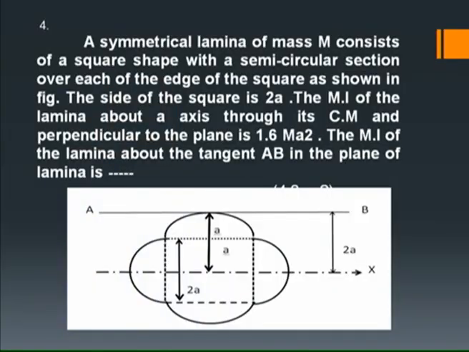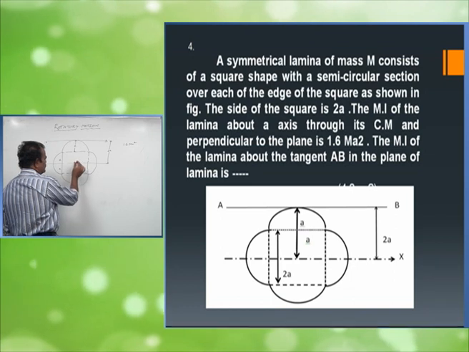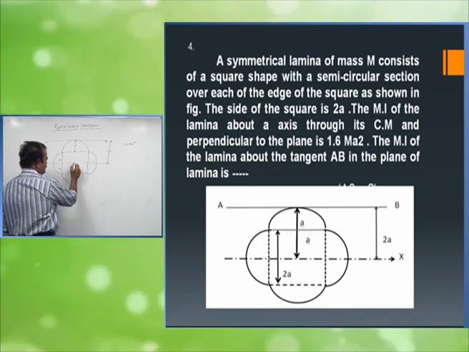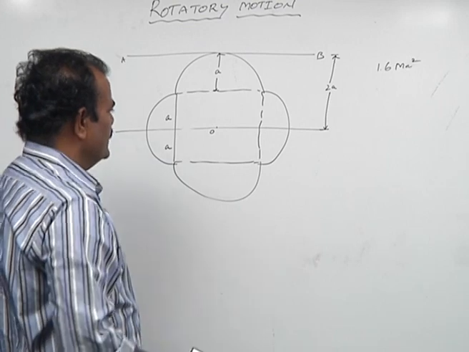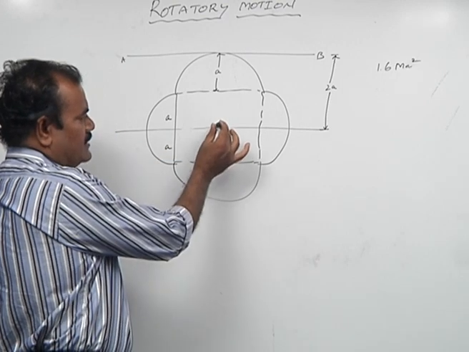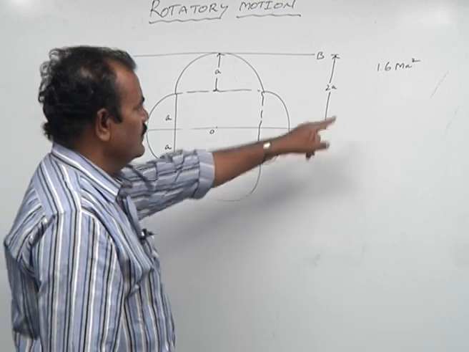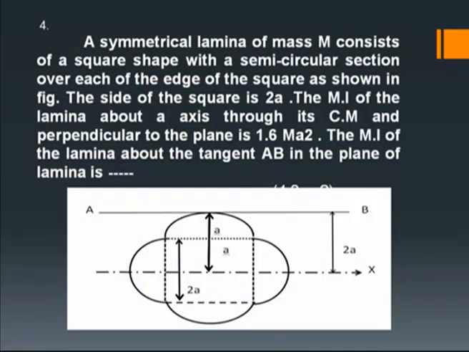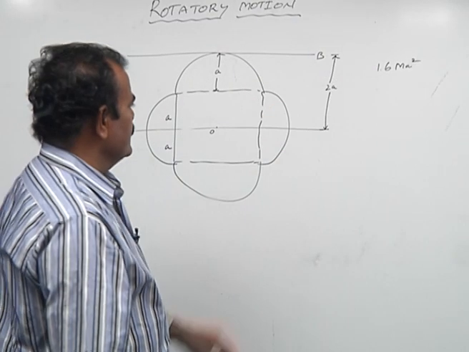That is the moment of inertia. The side of the square is 2a, and the moment of inertia of the lamina about an axis through its center of mass and perpendicular to its plane, passing through the center of mass, will be like this. So it passes through the center and perpendicular to the plane of the lamina like this. And for that you are given the value 1.6 ma square. Now you are supposed to find the moment of inertia of the lamina about the tangent AB in the plane of the lamina.